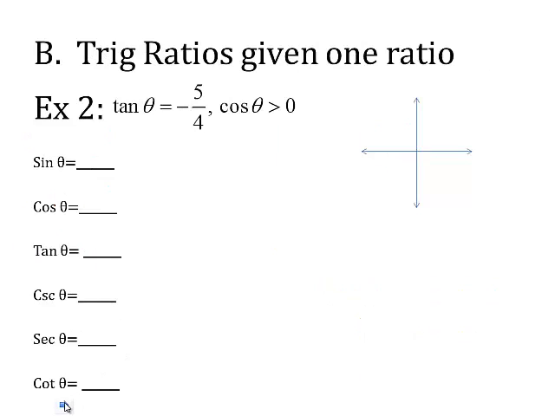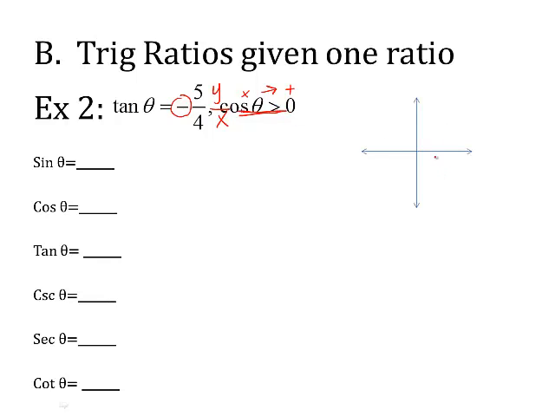Alright, look at this one. This one tells me that the tangent is 5 over 4, and something's negative. Remember, tangent is always y over x, so I don't know if the y is negative or if the x is negative. That's why you have a clue right here. It says the cosine of theta is greater than 0. Cosine refers to the x-coordinate. Greater than 0 means it's positive. If it's less than 0, then it would be negative. So it's saying the x's are positive.